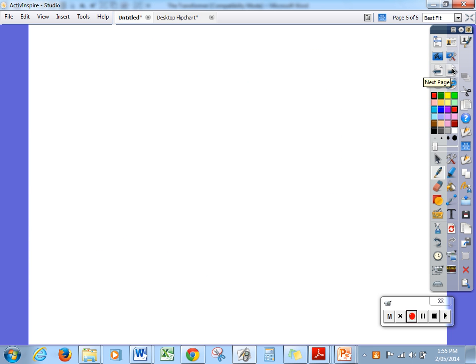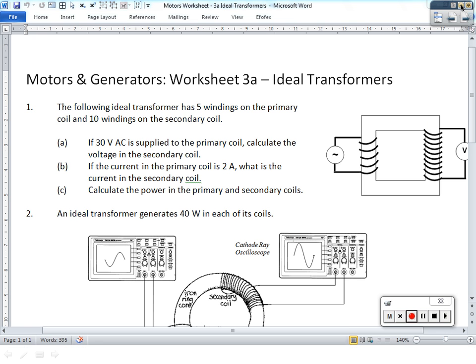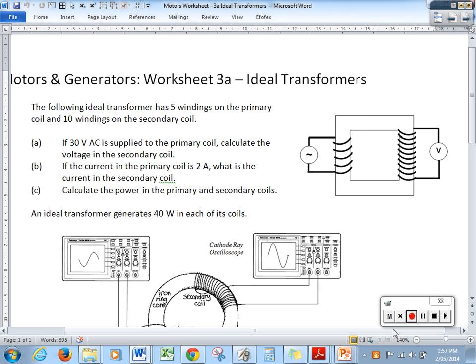I'll just hand out, until then you can read it off the board. Okay, so worksheet 3A, the ideal transformers thing. Number one, now we've got a diagram of a transformer over here. Here's a nice diagram to show the two sides.